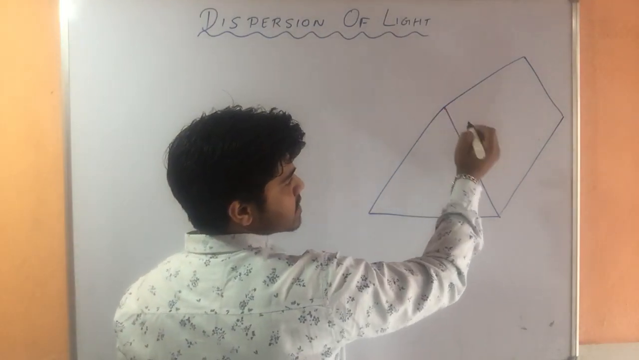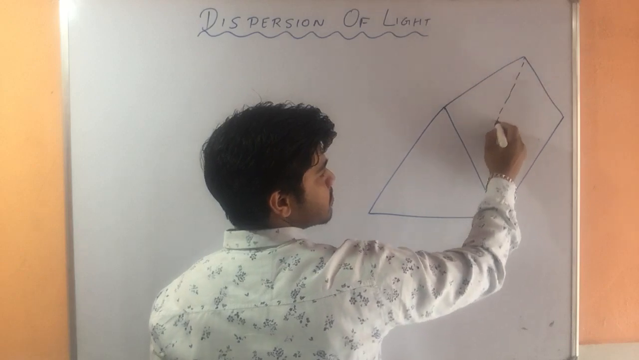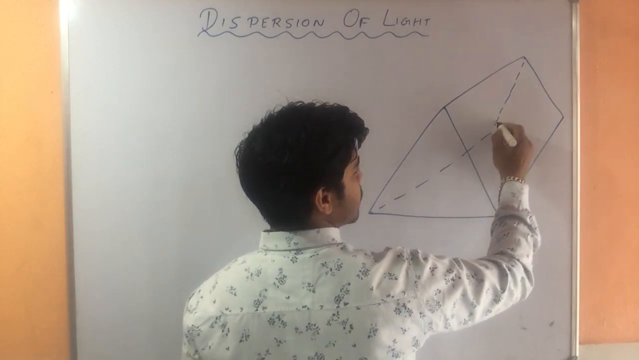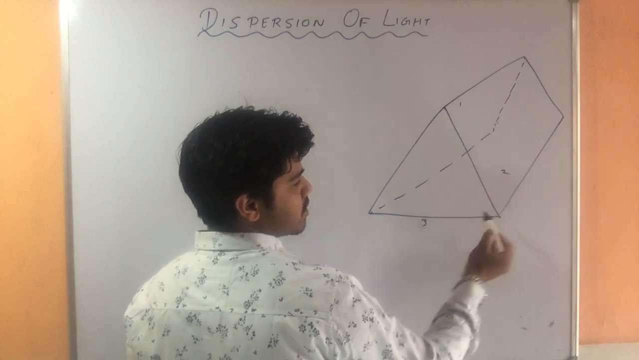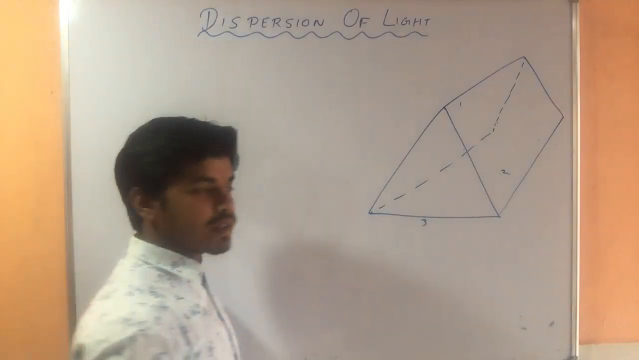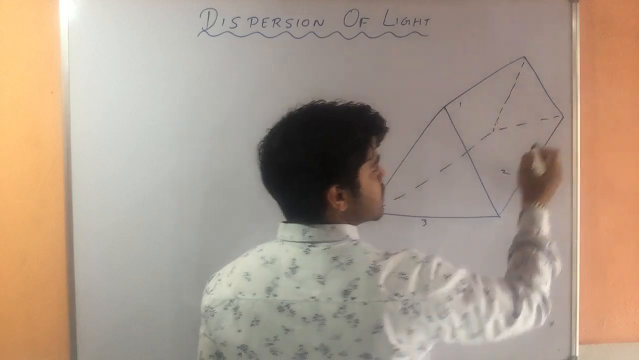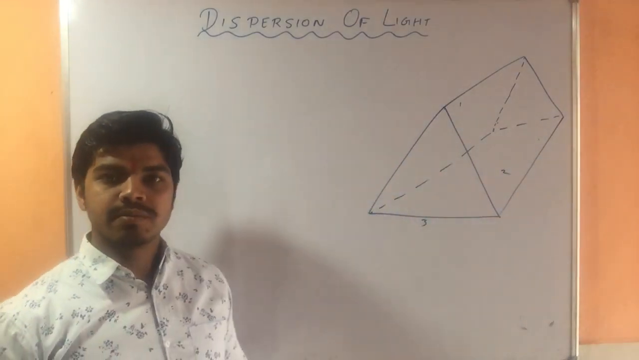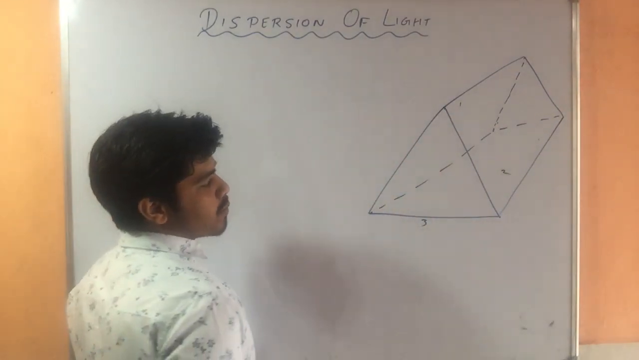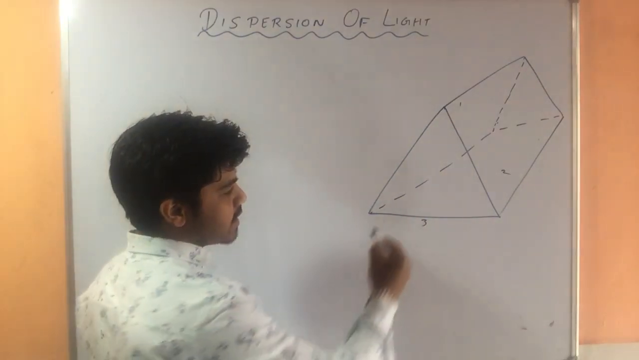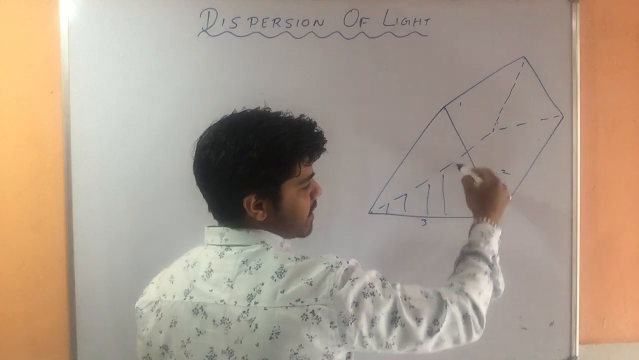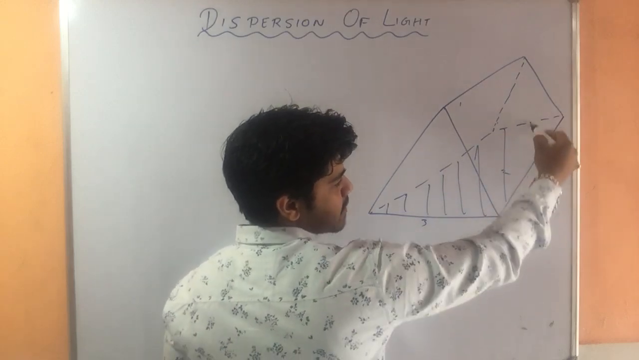Three rectangular faces, that is, this is our first face, this is second, and the base is the third rectangular face. This is a prism. So students, a prism basically has two refracting surfaces and the third one, which is its base, is a polished surface.